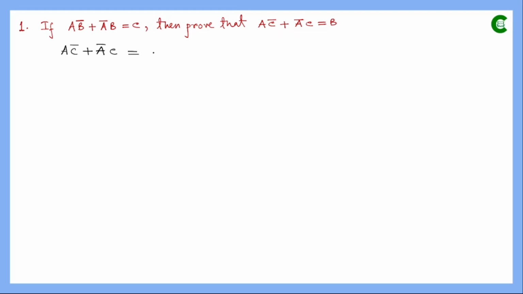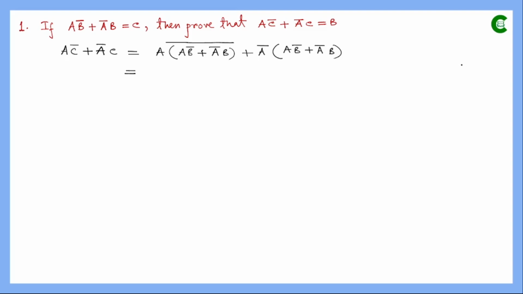So here what we will do is replace c by the expression in terms of a and b. So it was a c bar, where a b bar plus a bar b was c. So it will be the whole complement of this expression and then plus a bar c. Now in the first term, we will apply one of De Morgan's laws.